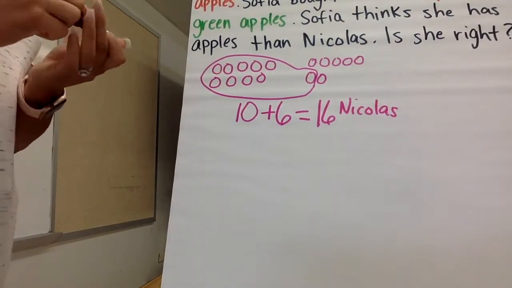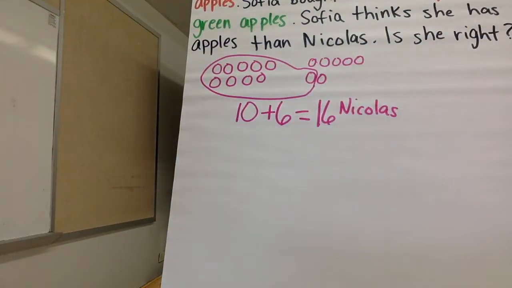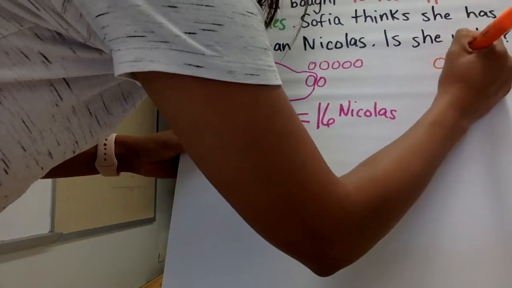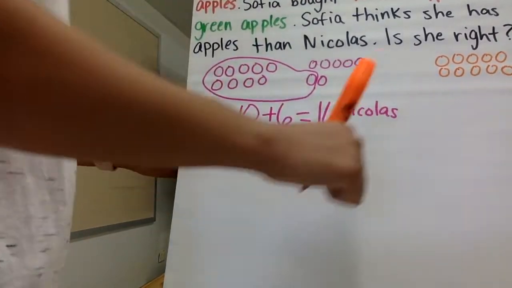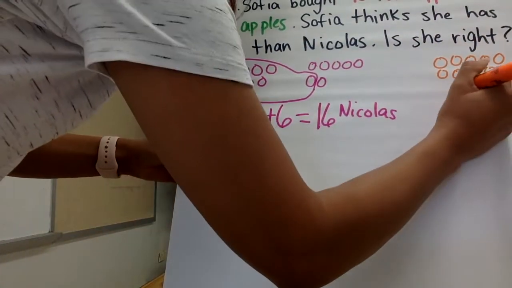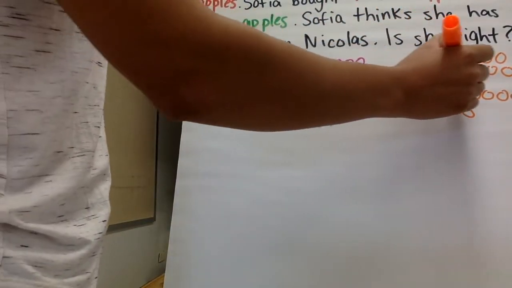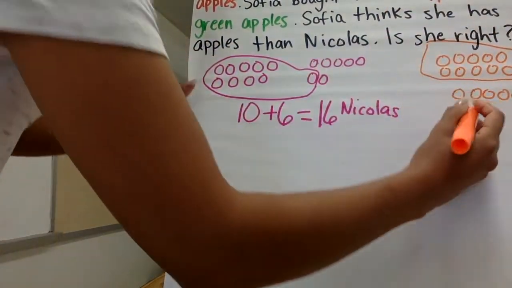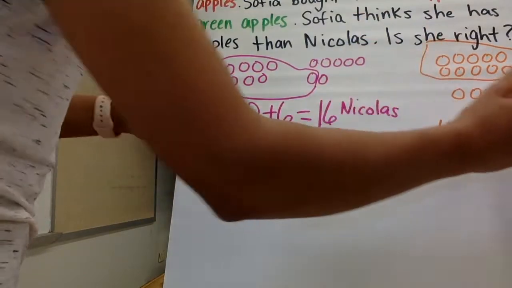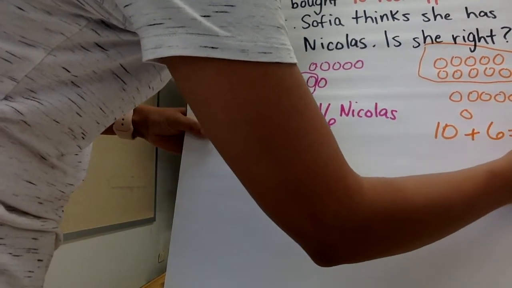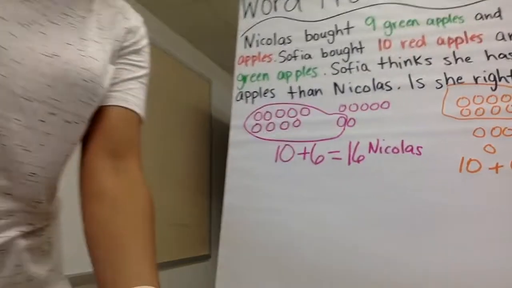Let's find out how many Sophia has. So Sophia has 10 red apples, 1, 2, 3, 4, 5, 6, 7, 8, 9, 10. She also has 6 green apples, 1, 2, 3, 4, 5, 6. So because I already have my 10, I'm not going to steal anything from anyone. So 10 plus 6 equals 16.